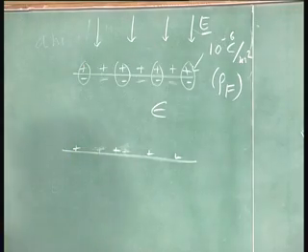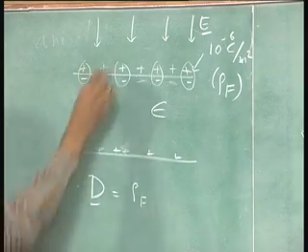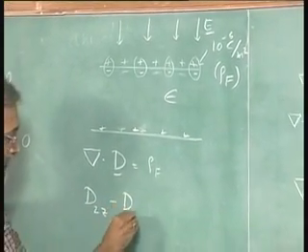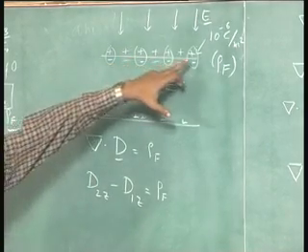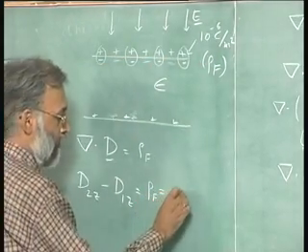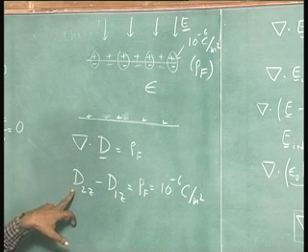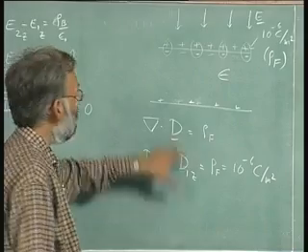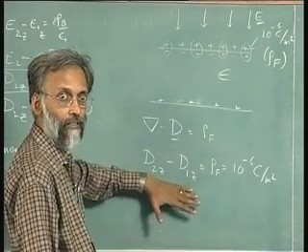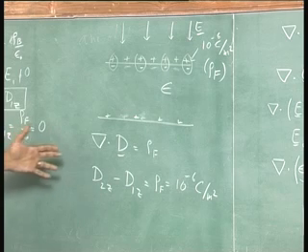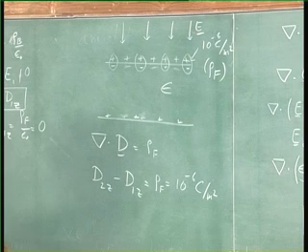When you try to work out this problem, you will have divergence D is equal to rho free, which means D2z minus D1z is equal to rho free. But rho free is no longer 0, rho free is 10 to the minus 6 coulomb per meter square. So, you will find that now your displacement vector is not continuous. It is not continuous because we deliberately put charge there. If we had not put charge there, then we would have had a continuous displacement vector. There are quite a few problems where working with displacement vector will actually simplify your analysis, and that is why it is an extremely important formula.